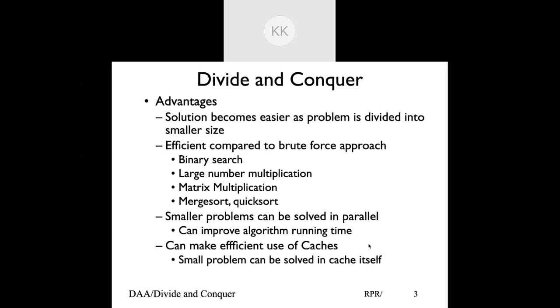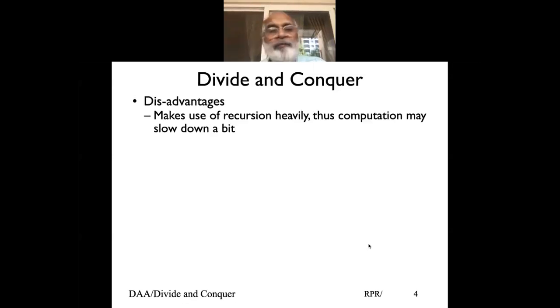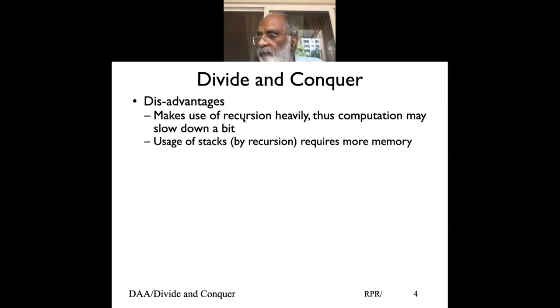Further, these are the advantages, but certainly everything comes at a cost. So let's look at the disadvantages of divide and conquer. Primarily, the whole of divide and conquer or decrease and conquer depends heavily on recursion. And recursion means we keep making function calls again and again. Everything goes onto the stack, and that way our computation becomes a little bit slower.